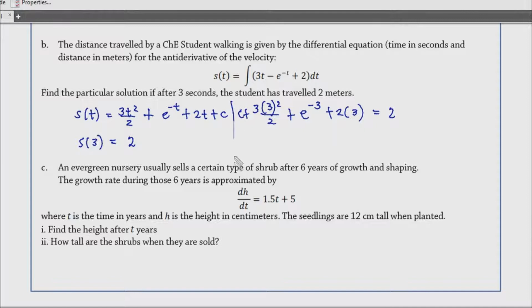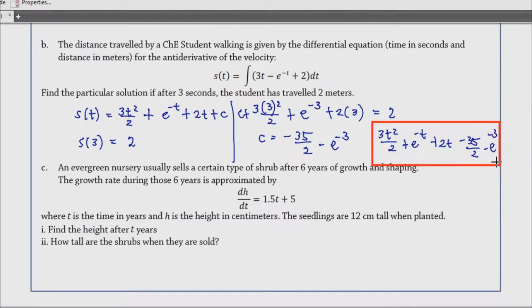Okay, so what is the value of your c? So that is just using your calculator, you can determine the value of c. So that is negative 35 over 2 minus e raised to negative 3. So this is your c, and therefore your answer should be reported as 3t squared over 2 plus e raised to negative t plus 2t minus 35 over 2 minus e raised to negative 3. Okay, so this is your final answer for this problem. And again, you can always express that in terms of decimal form. It's just that mas preferred ko lang yung pinaka-eksaktong sagot.